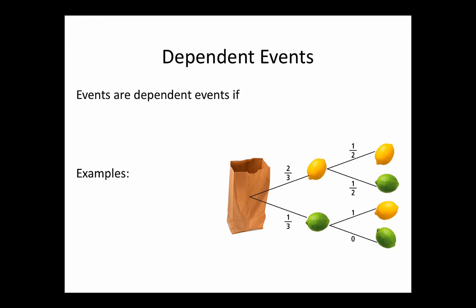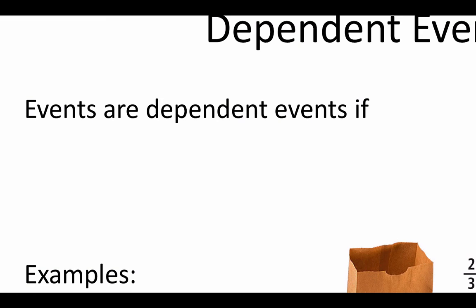So we just talked about independent events. Now let's talk about dependent events. Events are dependent if they do affect each other. I should add the word they, I suppose. If they do affect each other.